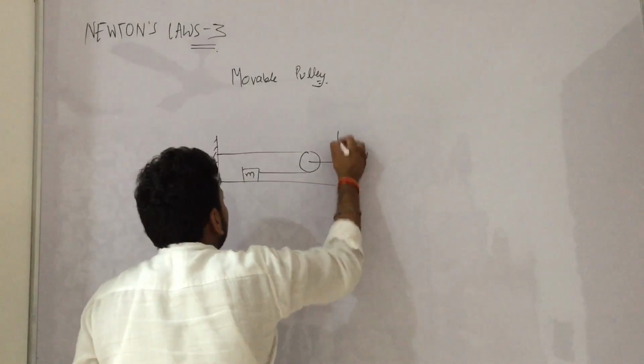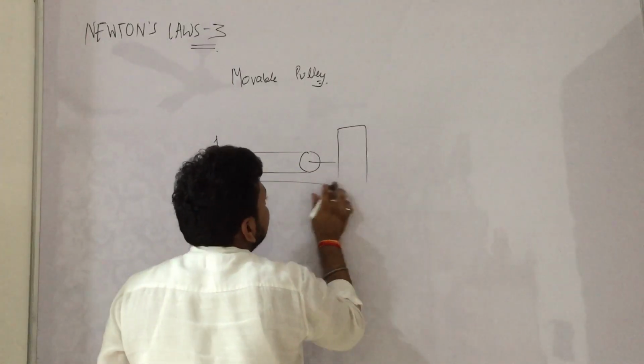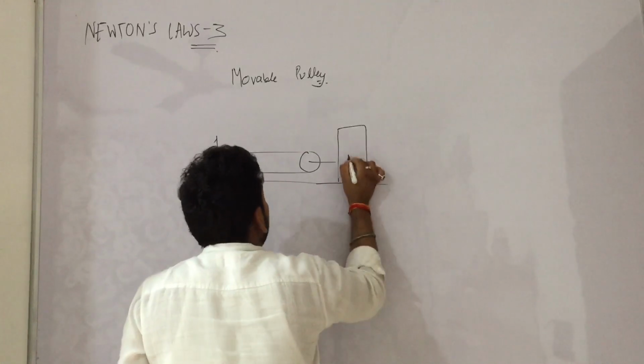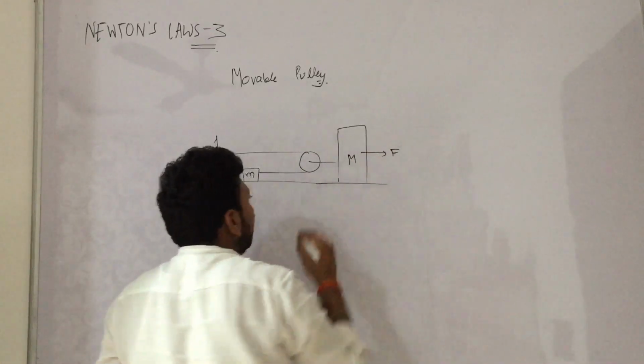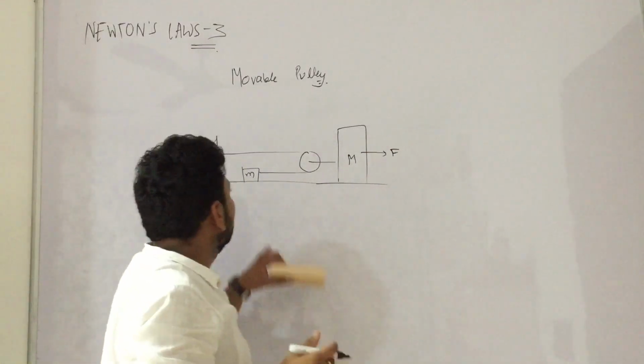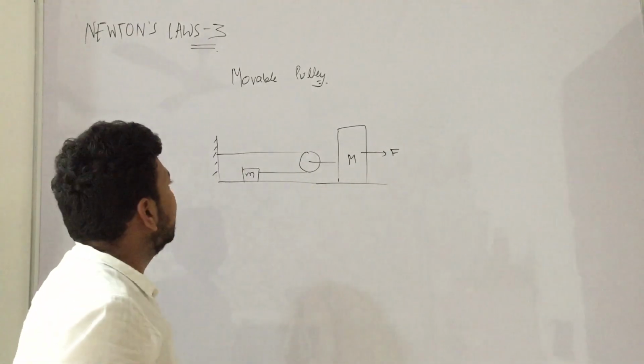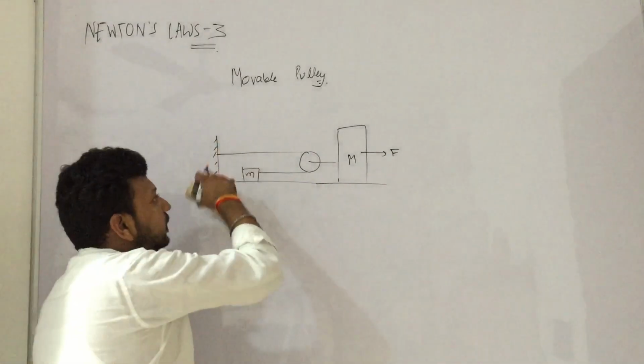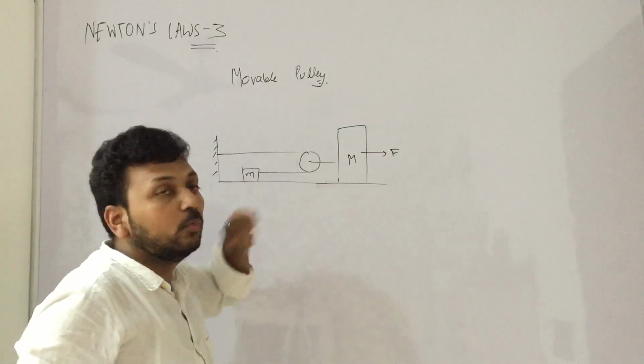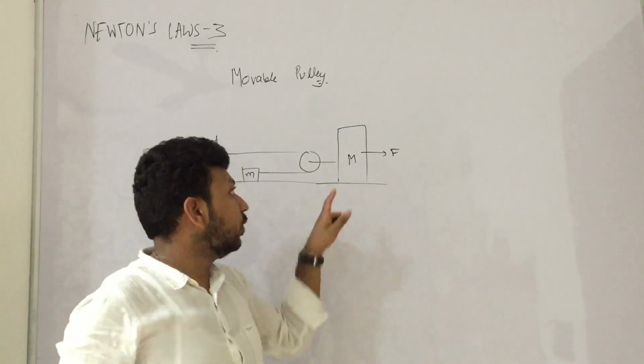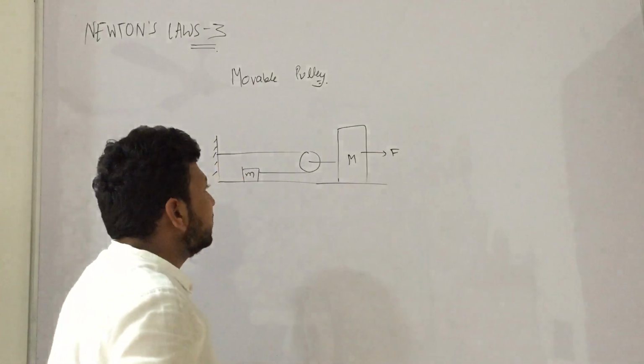Suppose there is a mass small m and there is another mass capital M and we are pulling it with some force. So there is some small m, there is capital M, there is force F, and this is obviously the wall, the ground, and this pulley is able to move. This is not fixed anywhere. So let us see what will happen.